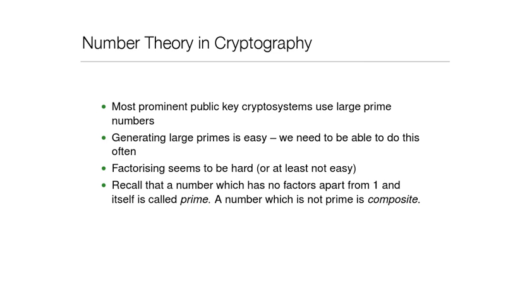Recall that a number which has no factors apart from 1 and itself is called a prime. You know what a prime number is. That's the definition of a prime number: a number which has no factors apart from 1 and itself. A number which is not prime is called a composite number. So 2 is a prime number, 3 is a prime number, 4 is a composite number, 5 is a prime number, likewise.